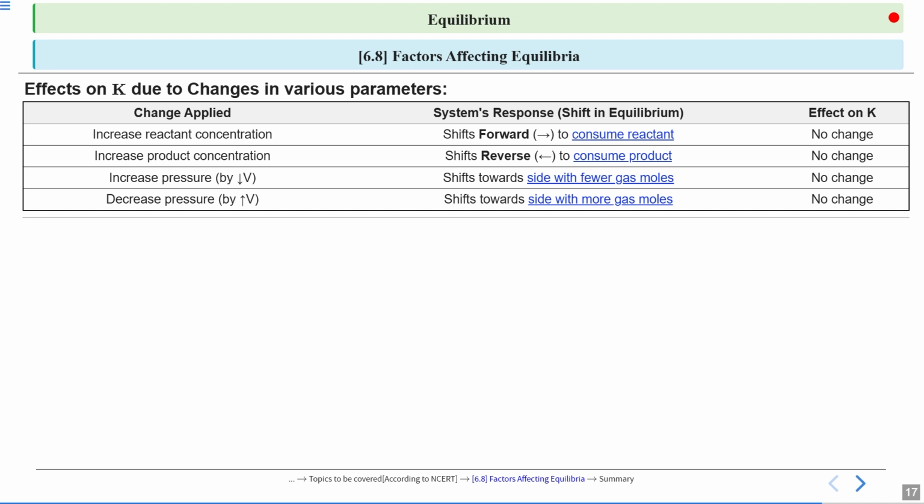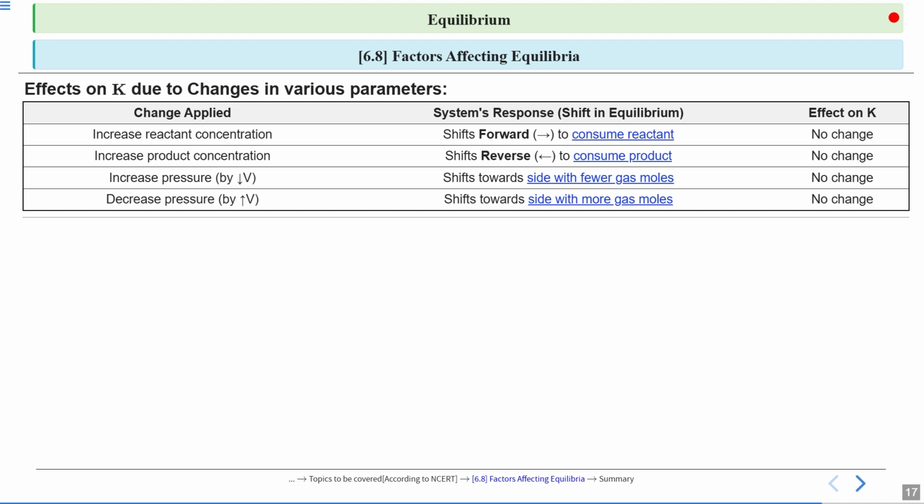Third case, if you are increasing the pressure, then in that case the shift will be towards fewer gas moles. So you will not decide the direction by just merely looking at the condition. In case of pressure, you have to look at the reaction, I would say the balanced chemical equation as well. But again, there is no change in the equilibrium constant in the case of pressure also.